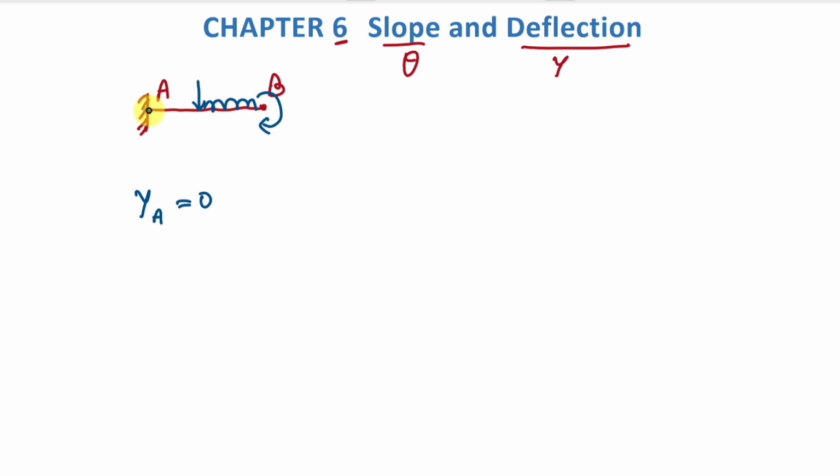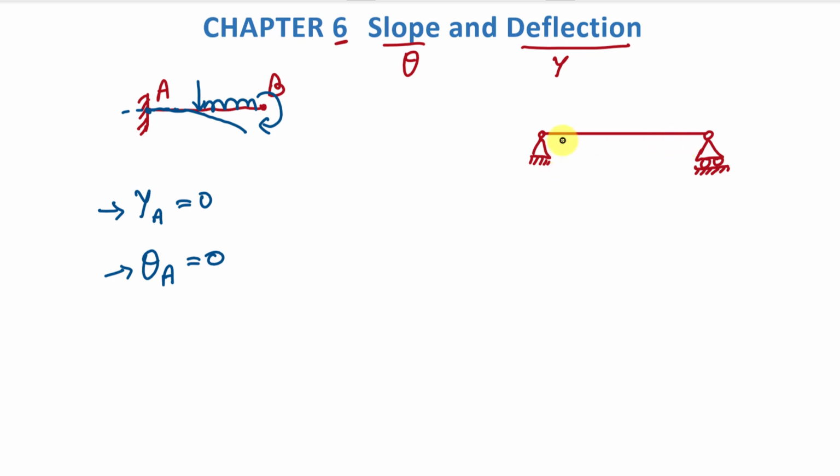And what will be the slope at point A? Slope at point A, that is theta A, will be equal to 0 because from here this beam is going to be deflected like this. So tangent to this beam at this point will be horizontal line. So at this time this angle theta will be 0. Means remember that at fixed end value of deflection and value of slope is 0.